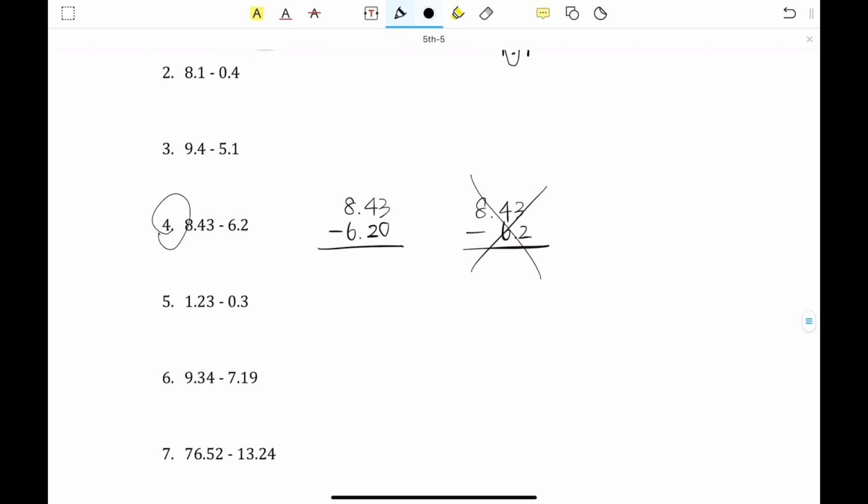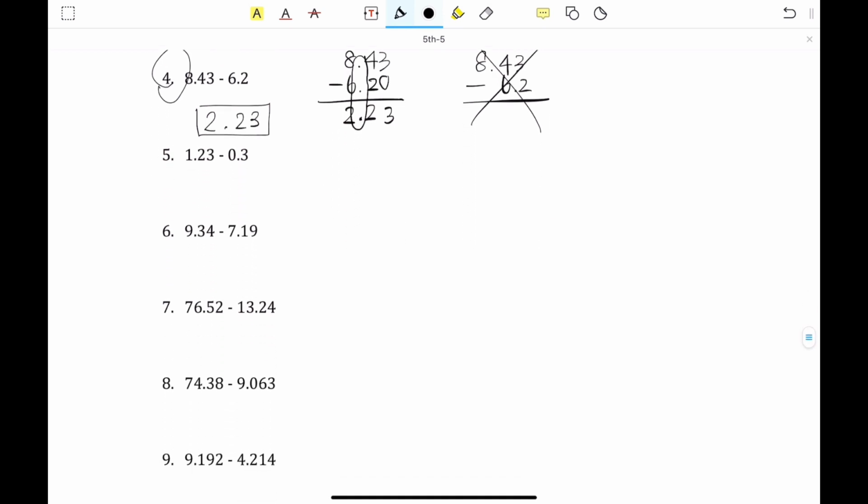So 8.43 minus 6.20, I'm just going to subtract like normal. 3, 2, 2. Your decimal goes between the two 2's, so it's aligned in this way. So your number 4 answer is 2.23. So your subtracting and adding follows the same format. It's just a different type of operation.